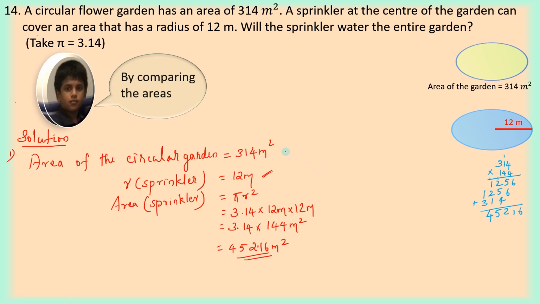Here the area of the circular garden is 314 meters square, and the area that can be covered by the sprinkler is 452.16 meters square. Which area is greater? This area is greater, isn't it? So we can write, since the area that can be covered by the sprinkler, that is 452.16 meters square, is greater than the area of the circular garden, that is 314 meters square, the sprinkler will water the entire garden.